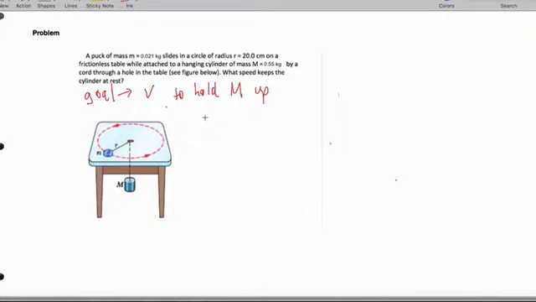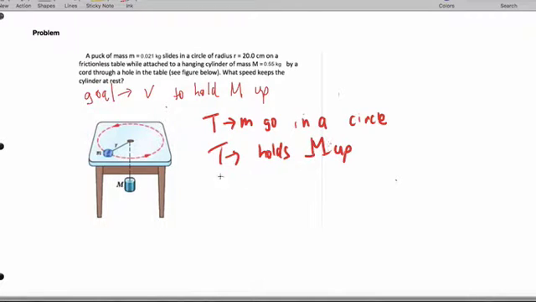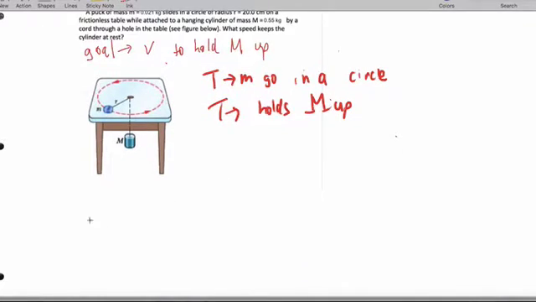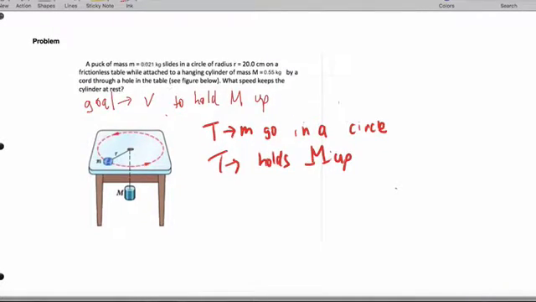And the idea is that the tension that makes m go in a circle is exactly the tension that holds big M up. And now what we're going to do is some free body diagrams for each object, just so I make sure I'm identifying everything.